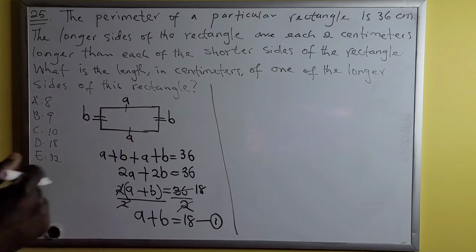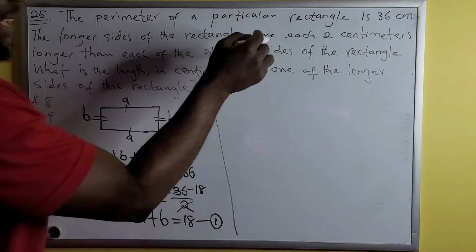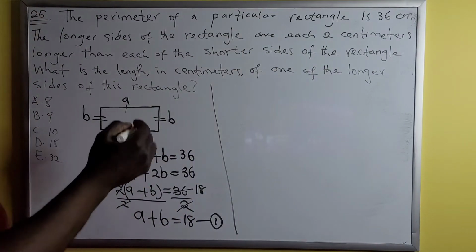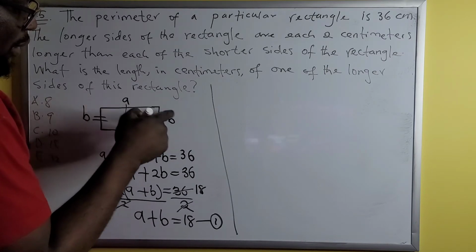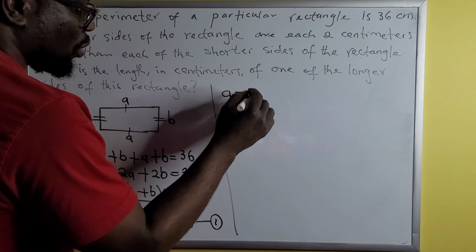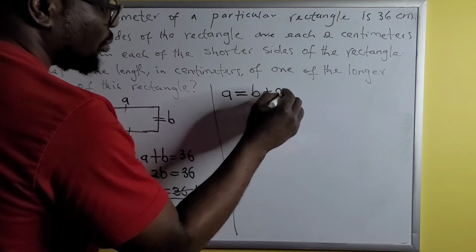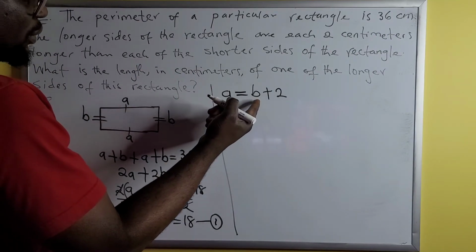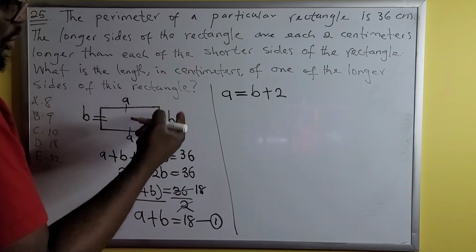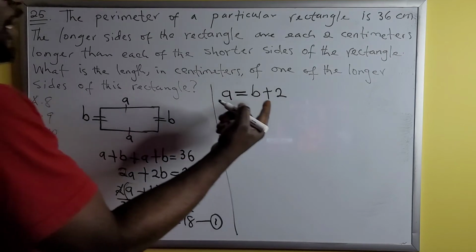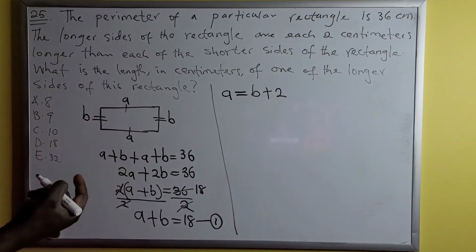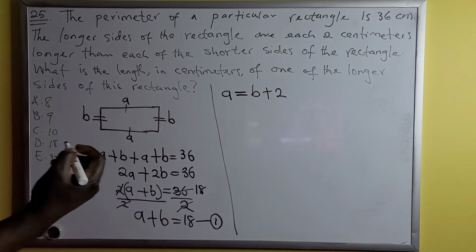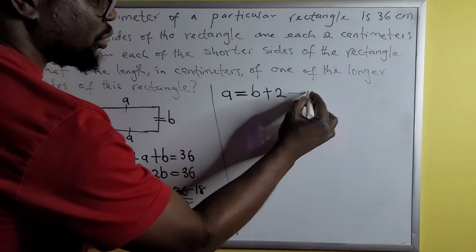We're also given another piece of information. It says that the longer sides of the rectangle are each 2 centimeters longer than each of the shorter sides. So what it's saying is that this side is longer than this by 2. So that means A is equal to what? B plus 2. Because it says the longer side is greater than the shorter side by 2 centimeters. So A equals B plus 2. That is what it's saying, right? Well, that makes your life a lot easier because you can call this equation 2.